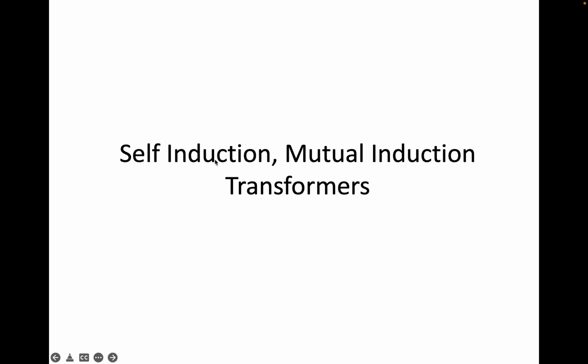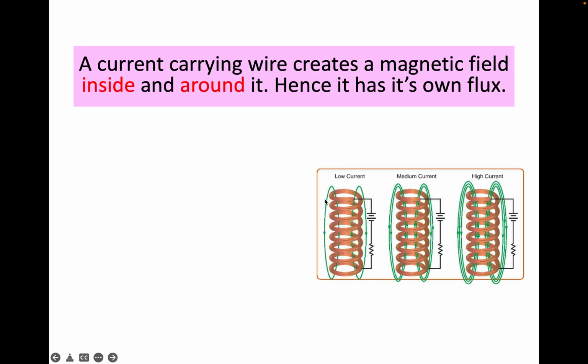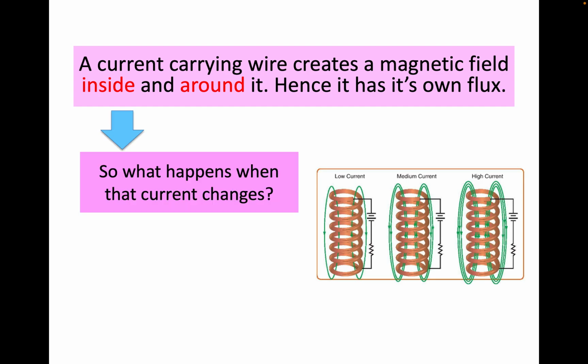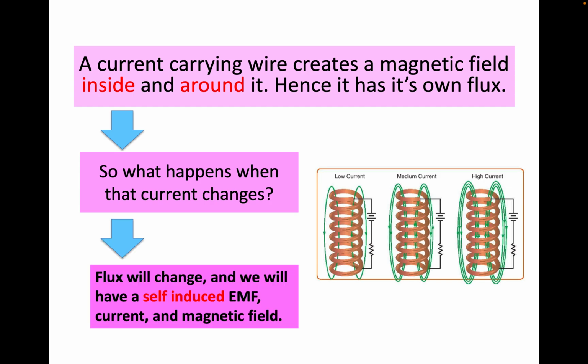In this video I'm going to discuss self-induction, mutual induction, and then transformers. So we know that a current carrying wire has a magnetic field around it. If it's creating its own field, it has its own flux. So when the current changes, as in when the current starts to flow or stops flowing when you press the switch, there is a change in the flux, a change in the field, because there's a change in the current.